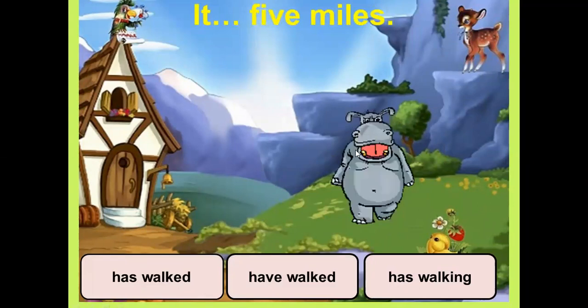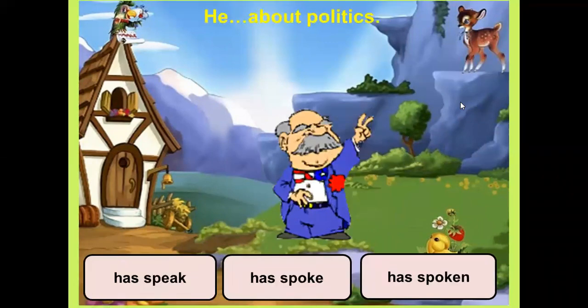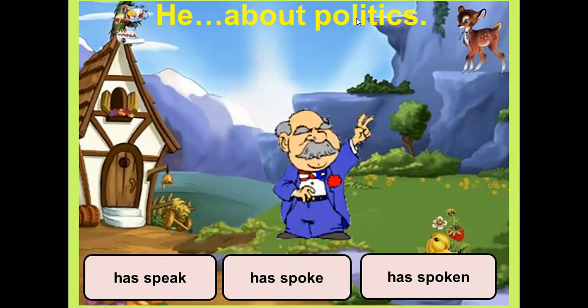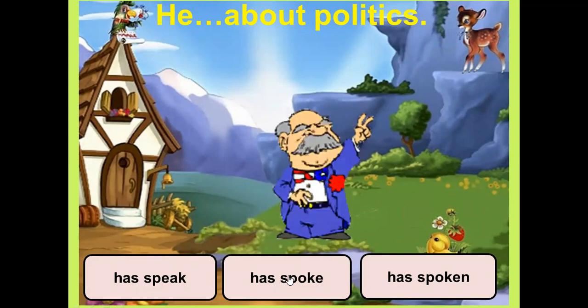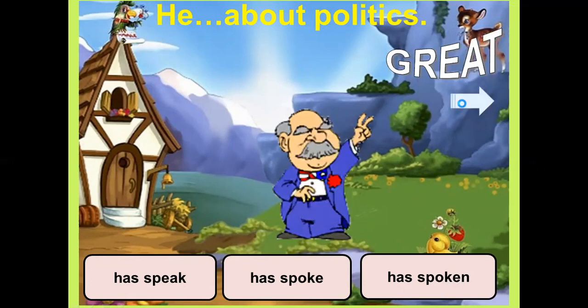It has walked 85 miles. Look here, 85. I cannot say it have, or it has walking. So it has walked. It's clear. Has plus the past participle of the verb, not the verb plus ing, of course. Very nice exercises. He has spoken about politics. Has speak, has spoke, or has spoken? Clear, he has spoken about politics.